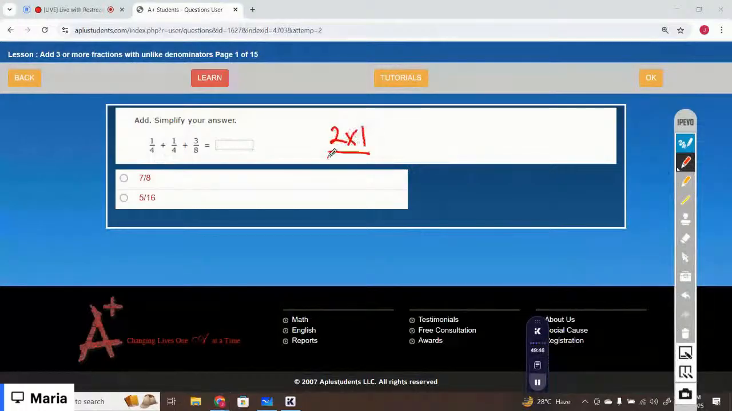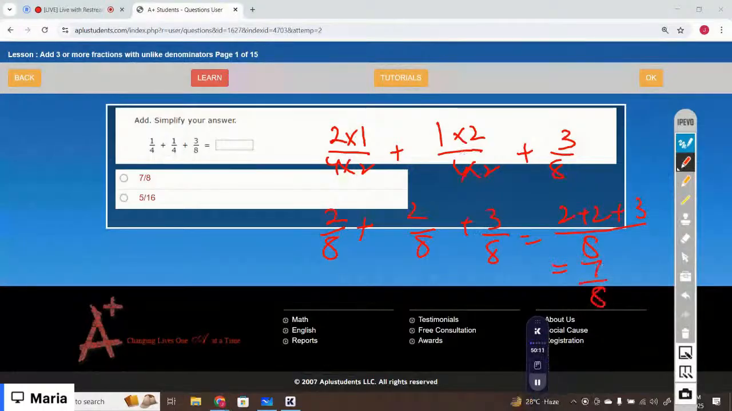1 times 2 over 4 times 2 plus 1 times 2 over 4 times 2 plus 3 over 8. That is 2 over 8 plus 2 over 8 plus 3 over 8. Now you can add: 2 plus 2 plus 3 is 7. That is 7 over 8. So the correct option is option number 1, that is 7 over 8.